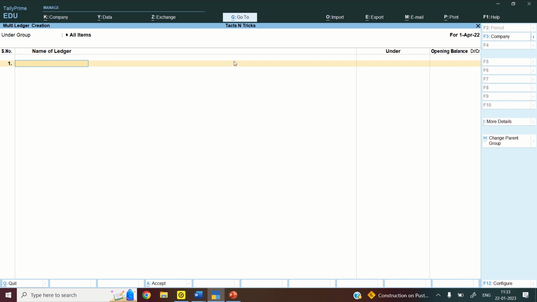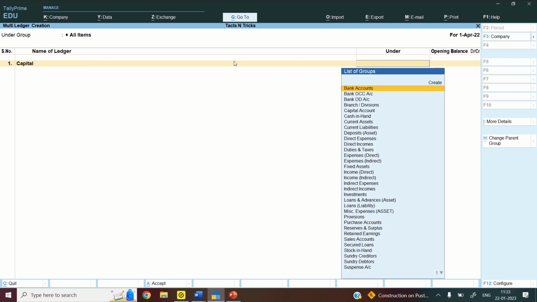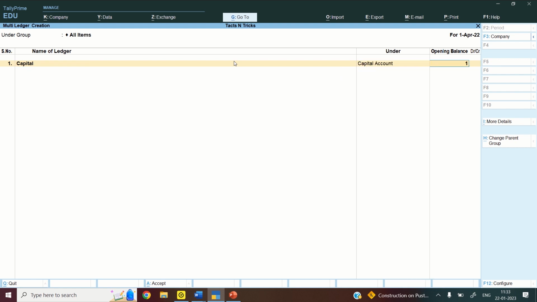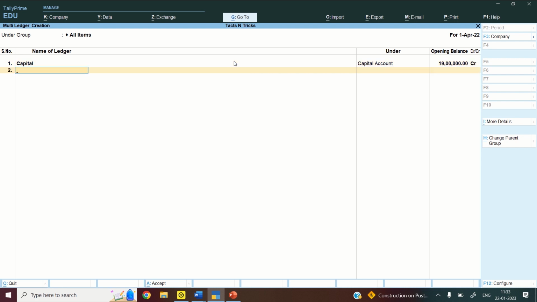Now I will take each and every item from the liability side and I will prepare the ledger. So the first item is capital. Now you know the correct group to which it belongs. So it belongs to capital account and the amount is 19 lakh. And you can see the credit is automatically written because it is capital. So already it has taken it as credit.